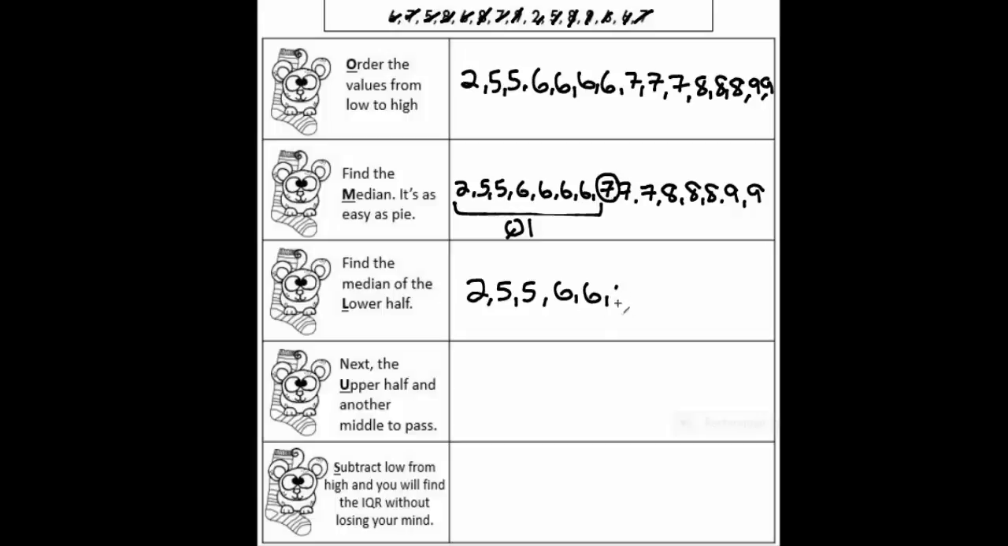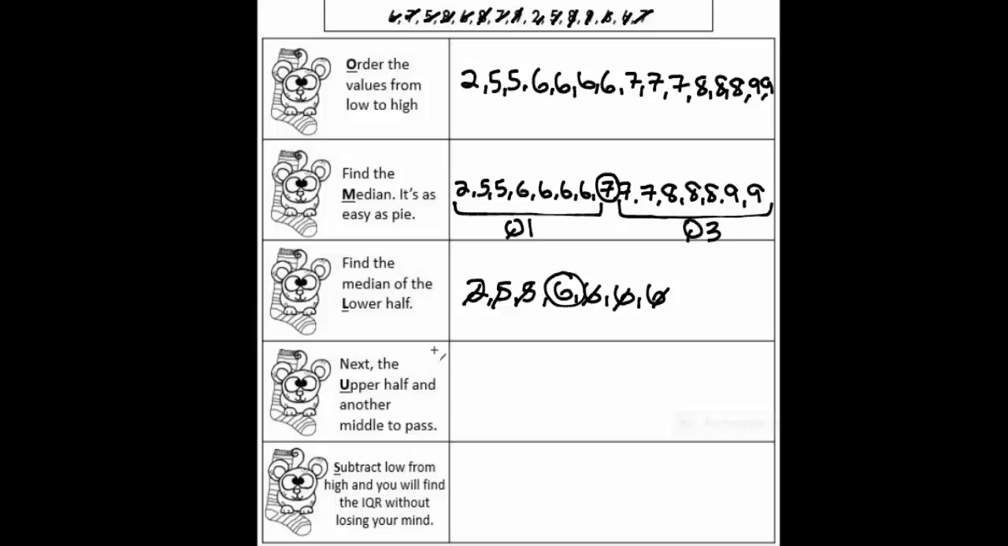And another way that we can find the median, which I'm sure you've learned, is to cross out the values from each side of the set of data until you get to the middle. In this case, our lower quartile is 6. So 6 is Q1. Next, the upper half and another middle to pass.